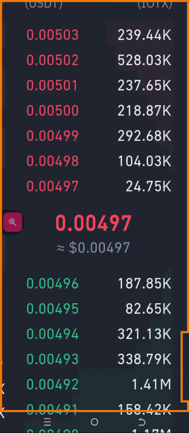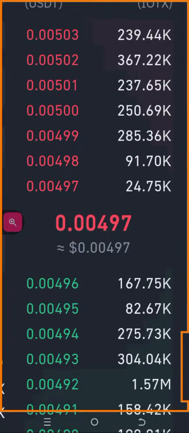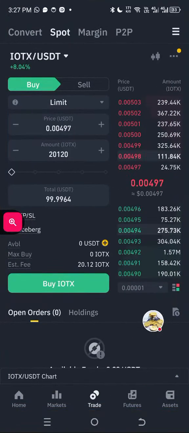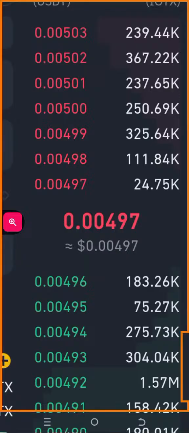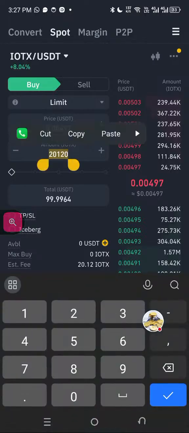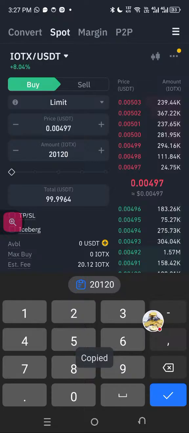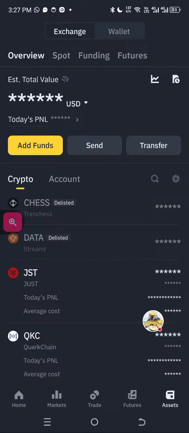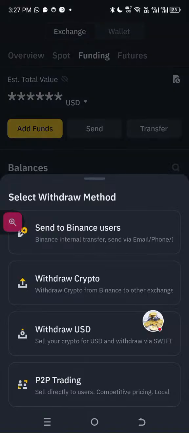If we want to buy it at the higher price, which is at this 497, we have 24,000 here. It's saying that we should buy 20,120. Yeah, we can buy it. 24,000 is here, so that means we need to copy this. Let's copy that 20,120. Next thing is that we need to check that we can withdraw it. Very important. If you cannot withdraw it, it's a big problem. So let's check if we can move it and send it.